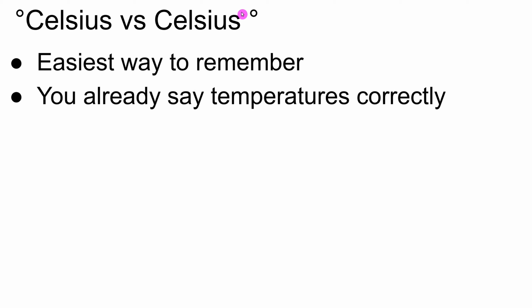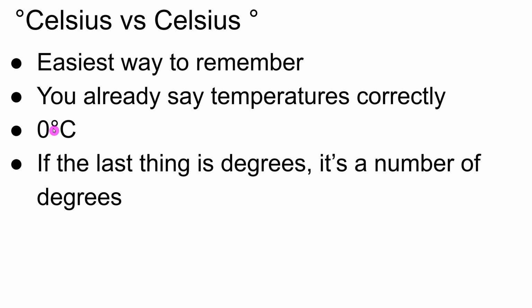You already say temperatures correctly, and that's why I say this is the easiest way to remember it. If I asked you how warm it is, you wouldn't say it's 0 degrees. You'd probably say, well, it's like 80 degrees. Because we're in the U.S. and everybody uses Fahrenheit in the U.S., you don't state the system, but if you were going to say a temperature correctly, it'd be 0 degrees Celsius. We usually leave off the system when we say the temperature is whatever degrees. So if you're saying it's whatever degrees, that's a temperature. If the last thing is degrees, then what you're talking about is a number of degrees.